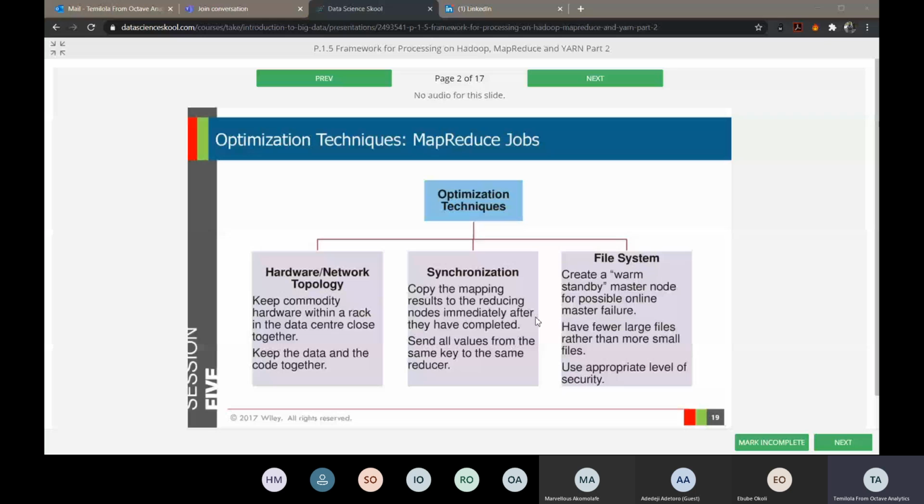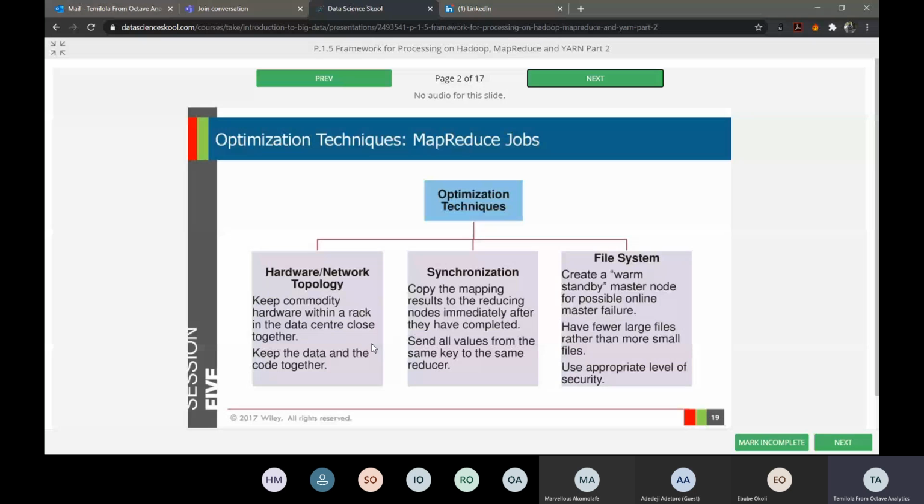Okay, so now we want to talk about optimization techniques in MapReduce jobs. When we run our MapReduce jobs, what are the optimization techniques that MapReduce does? So the very first thing it does, let's look at it in the aspect of hardware or network topology. MapReduce tries to keep the commodity hardware within a rack. It keeps the data and code together, just like I told us before.